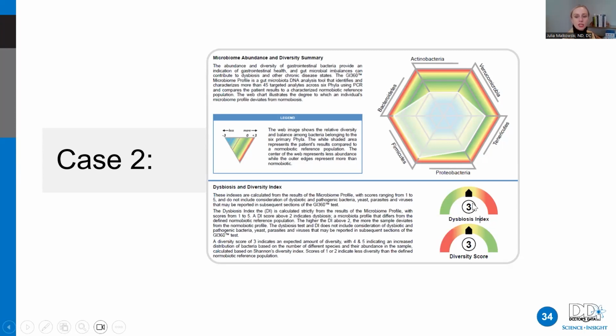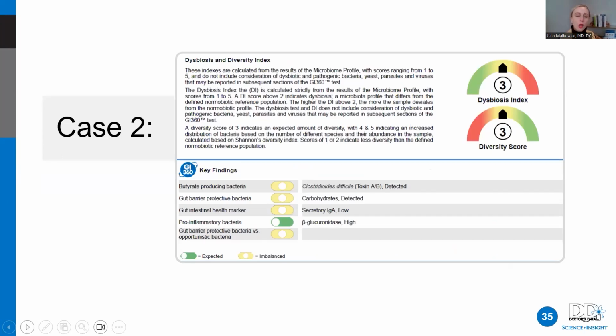The next piece of information we have is the dysbiosis index and the diversity score. It's moderate. So let's continue on and get more detailed findings. Here we see in the key findings, the butyrate-producing bacteria are too low, the gut barrier protective bacteria are too low, the intestinal health markers are out of range, and the gut barrier protective bacteria are too low compared to the opportunistic. So it's very important that we support those butyrate producers with soluble fiber. We want to support the gut barrier protective bacteria. Again, it's going to be soluble fiber, polyphenols, and then your own protocol for the barrier, L-glutamine, marshmallow, aloe, so many things to do there.